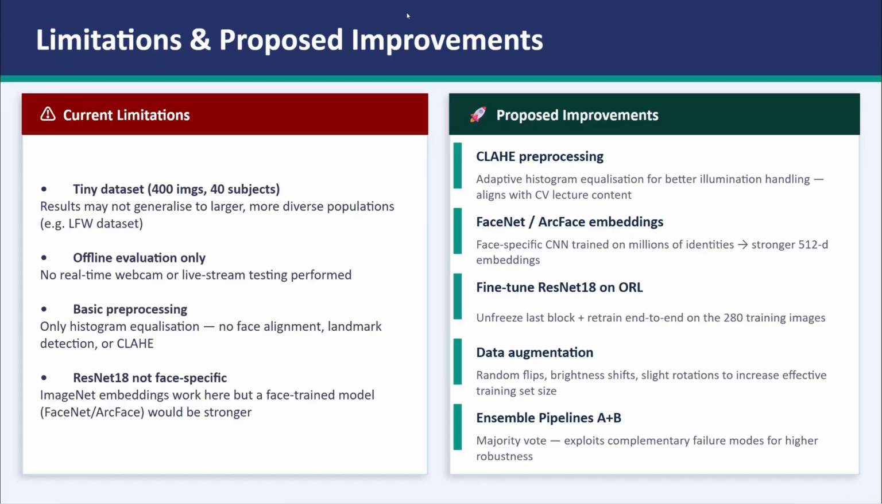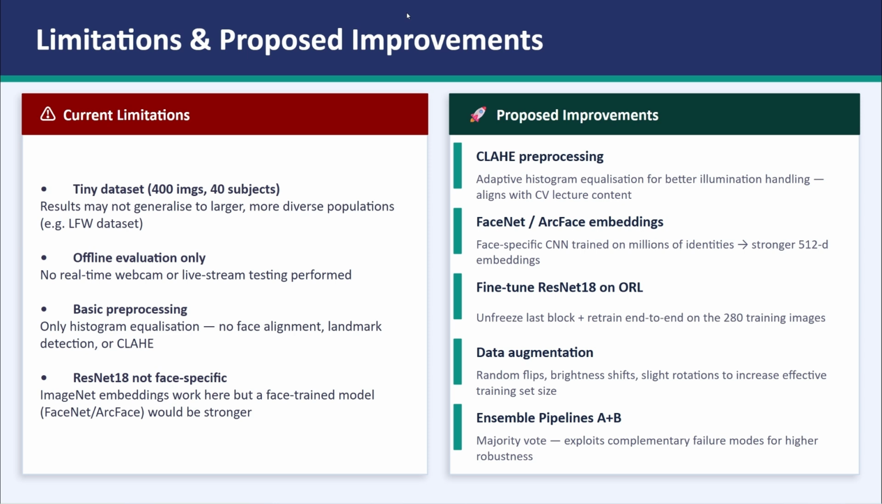Moving on to our next slide, I think it's important to take a critical look at our work. While our pipelines performed well here, we acknowledge some limitations when considering real-world deployment. Our biggest practical limitation is the tiny dataset. Since we are relying on just 400 images across 40 subjects, our results might not be suitable for larger, more diverse populations. Furthermore, our evaluation was strictly offline. We haven't validated how the system holds up under real-time webcam testing.